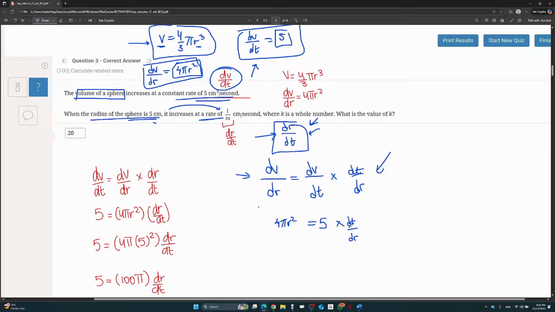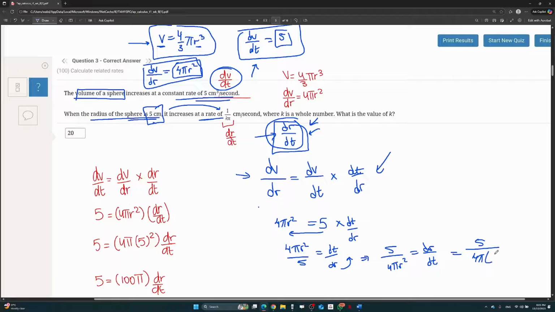How do you find out what dt by dr is? You take this to the other side, so it becomes 4 pi r squared over 5 is equal to dt by dr. Again, now what do we want? We want dt by dr or dr by dt? We want dr by dt. So you flip everything upside down. So it becomes 5 over 4 pi r squared is equal to dr by dt. They said when the radius equals what? 5. So what do you do? 5 over 4 pi times 5 squared is equal to dr by dt.